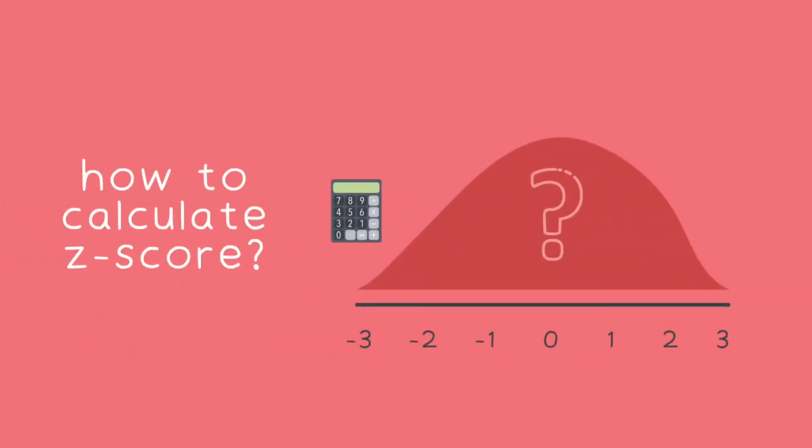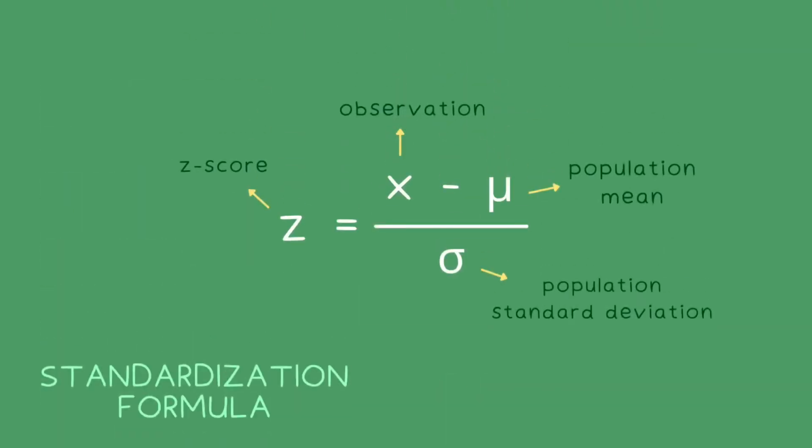How to calculate a z-score? The formula for calculating a z-score is z equals x minus mu over sigma, where x is the raw score, mu is the population mean, and sigma is the population standard deviation. As the formula shows, the z-score is simply the raw score minus the population mean divided by the population standard deviation.